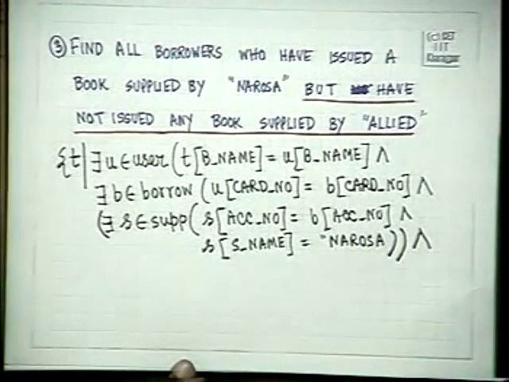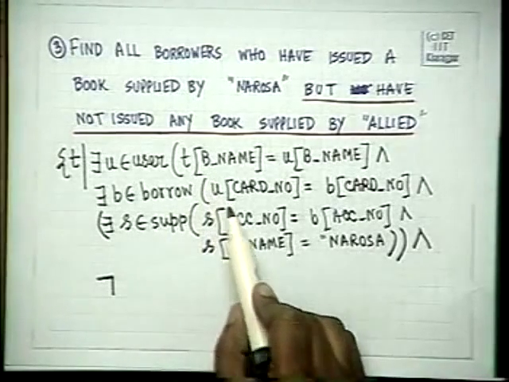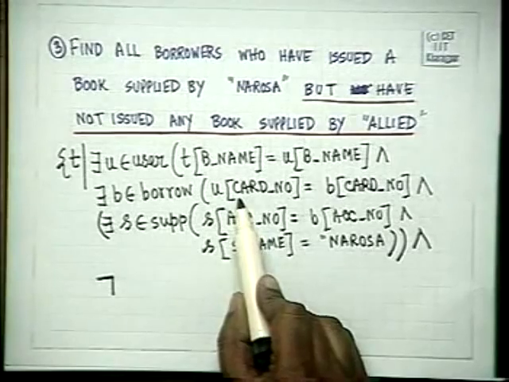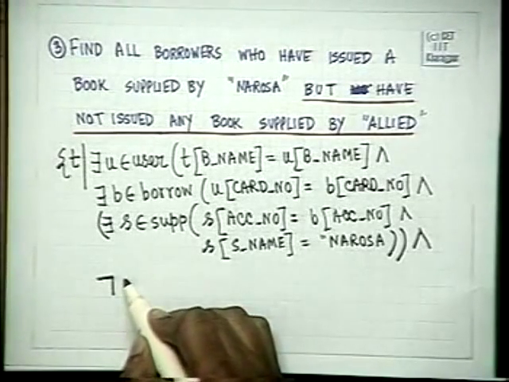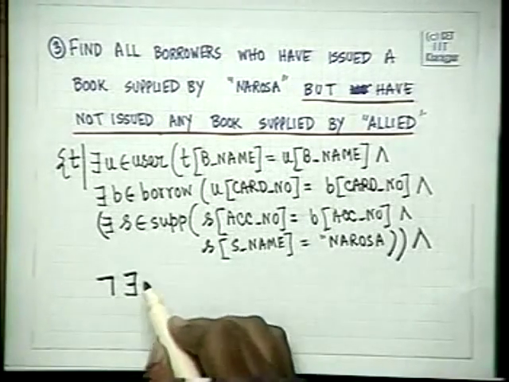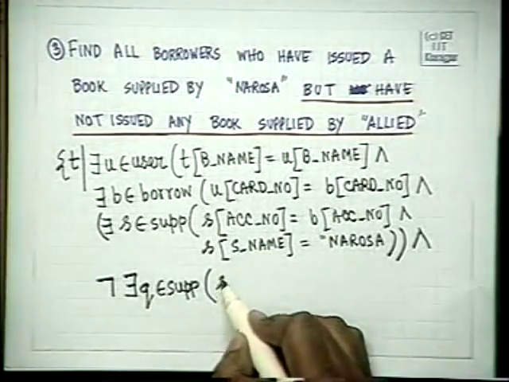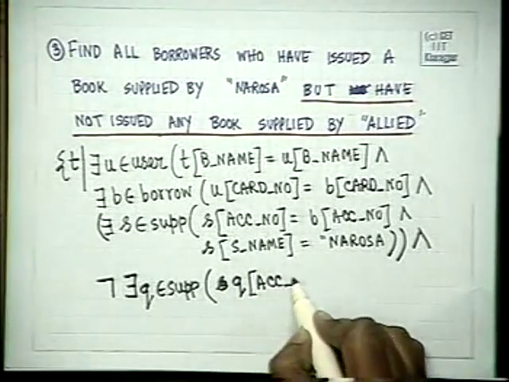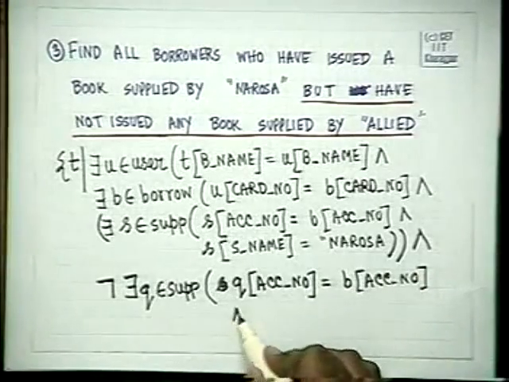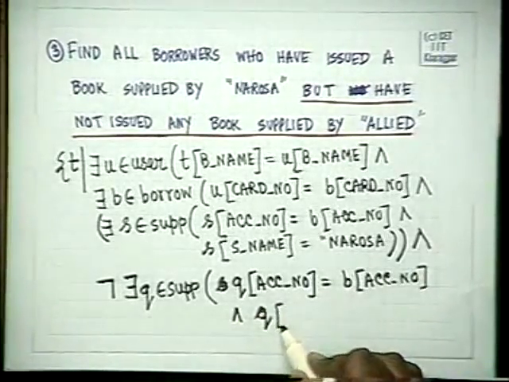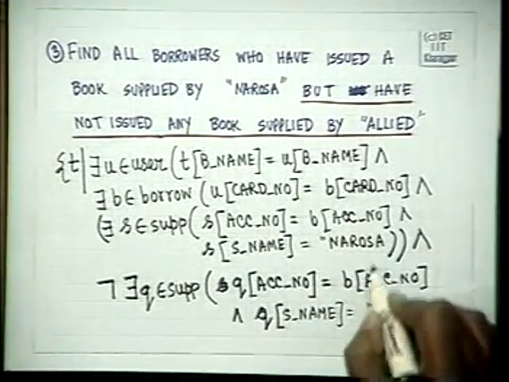and there must not exist, for the book which has been selected, that is, you have got the card number and the accession number of the book which has been taken by this user. For this book, there must not exist, there does not exist any Q element of SUPP such that Q accession number is the same as B accession number and Q of S name equal to allied.